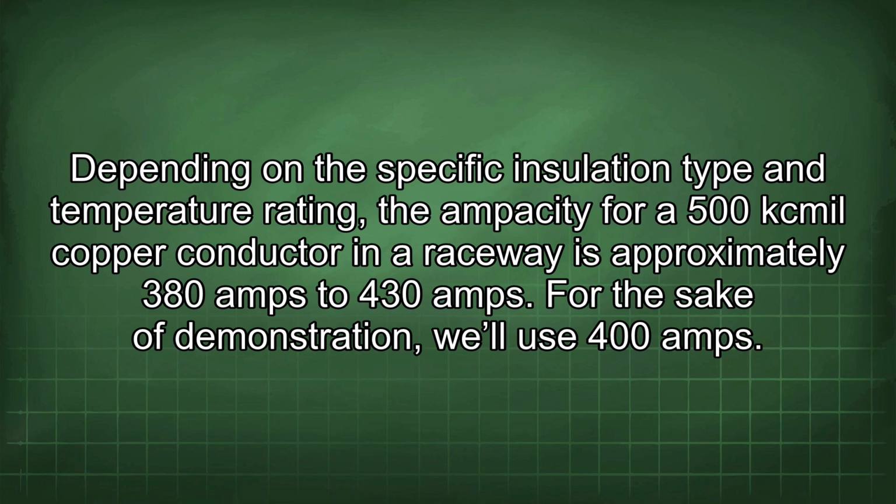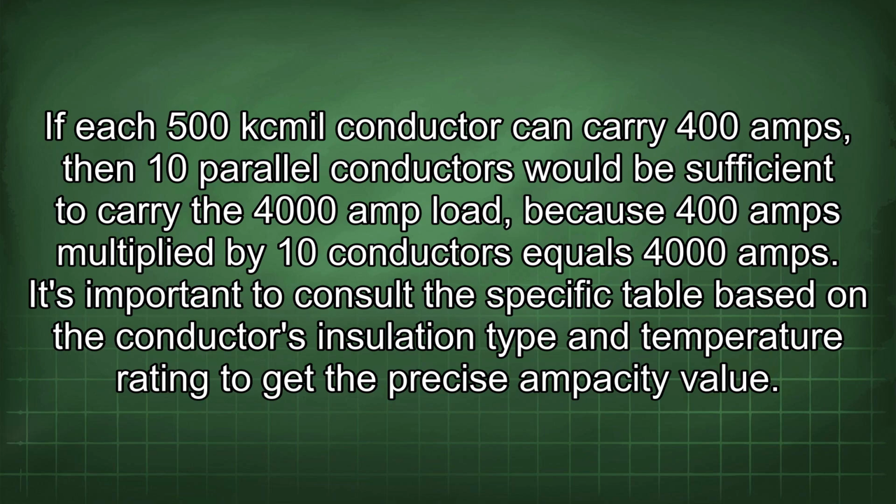Depending on the specific insulation type and temperature rating, the ampacity for a 500 kcmil copper conductor in a raceway is approximately 380 amps to 430 amps. For the sake of demonstration, we'll use 400 amps. If each 500 kcmil conductor can carry 400 amps, then 10 parallel conductors would be sufficient to carry the 4000 amp load, because 400 amps multiplied by 10 conductors equals 4000 amps. It's important to consult the specific table based on the conductor's insulation type and temperature rating to get the precise ampacity value.